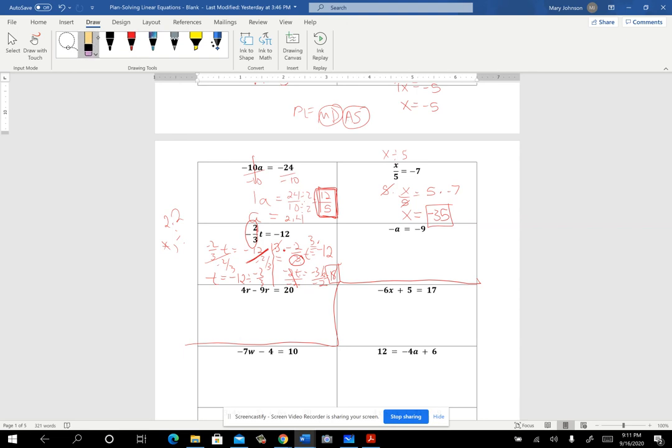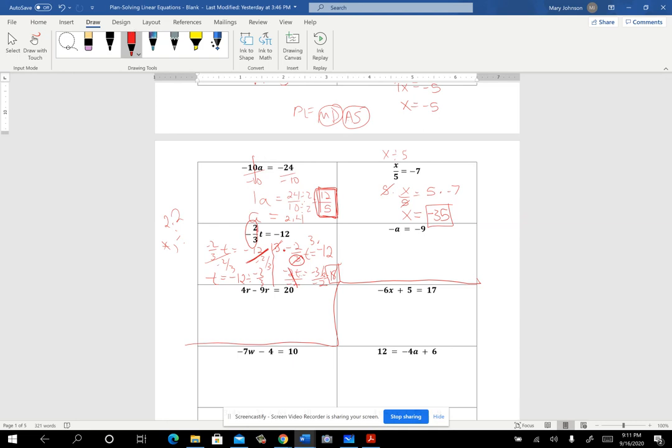Multiply by 3, and that cancels out the 3s. And then when you get to negative 2t equaling negative 36, just divide both sides by the negative 2. And then 1t, or t equals positive 18.